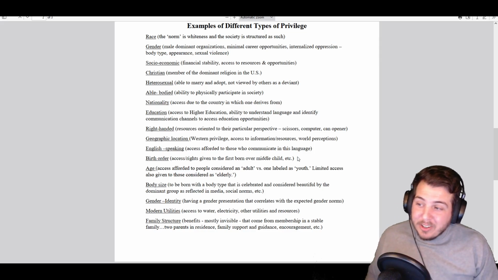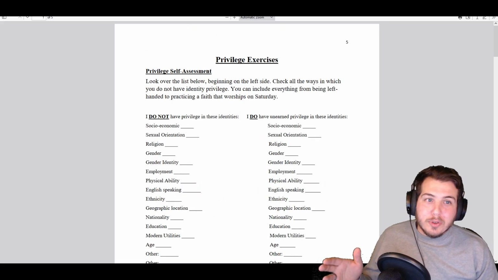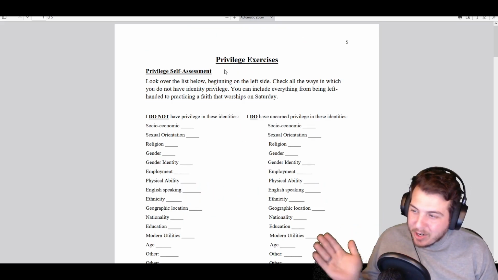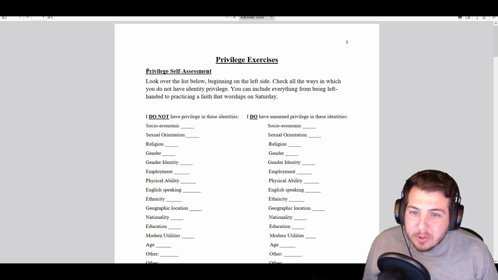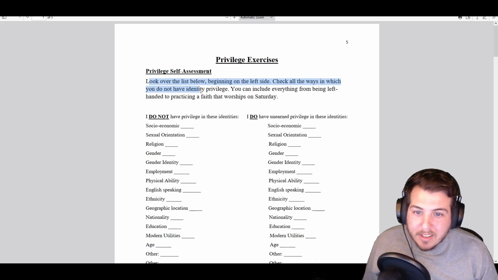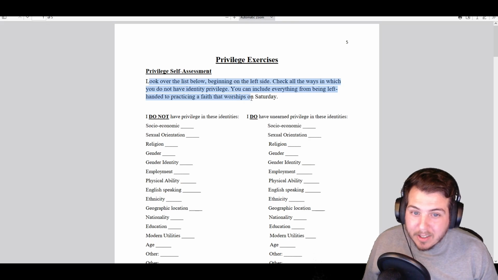But this isn't it. You then can go do a privilege exercise to see how privileged you are. So, privilege self-assessment. Look over the list below, beginning on the left side. Check all the ways in which you do not have identity privilege. You can include everything from being left-handed to practicing a faith that worships on Saturday.